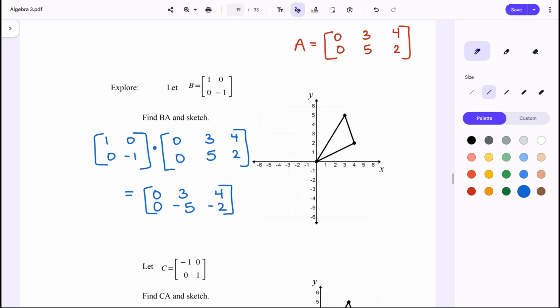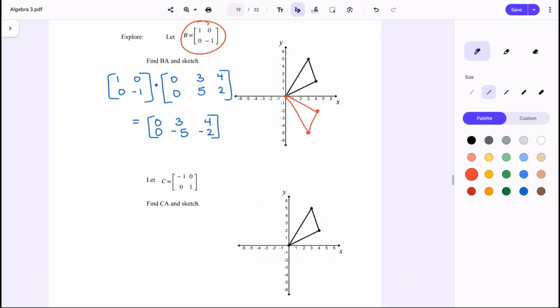But when I go to graph this, I want you to look and see what happens here. So 0, 0 is still where it is, but now 5 is going down to -5, and 2 is going down to -2. What looks like happened here? How would you describe the movement that occurred on that graph? Yeah, it's a reflection. What does it look like they reflected over? The x-axis. So when a matrix is written like this, 1, 0, 0, -1, that's going to be a reflection over your x-axis here.